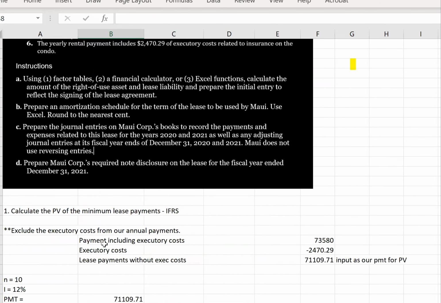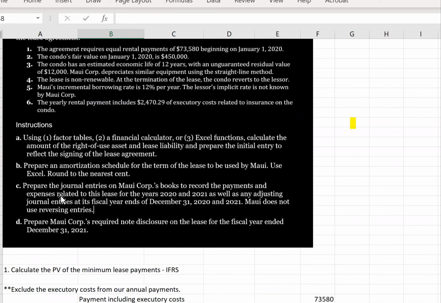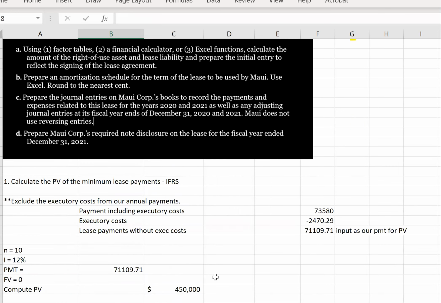Let's take a look at what we need to do next. We did the lease amortization schedule. Now we need to prepare the journal entries on Maui Corp's books to record the payments and expenses related to this lease for the years 2020 and 2021, as well as any adjusting journal entries at its fiscal year ends of 2020 and 2021. Maui does not use reversing entries.